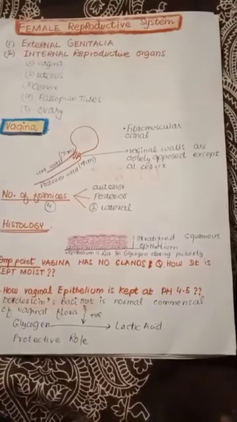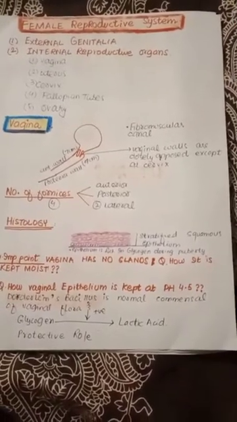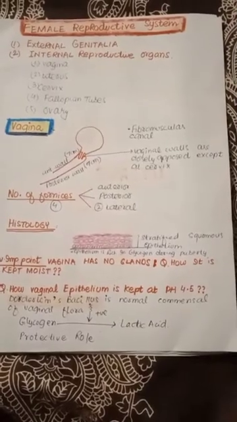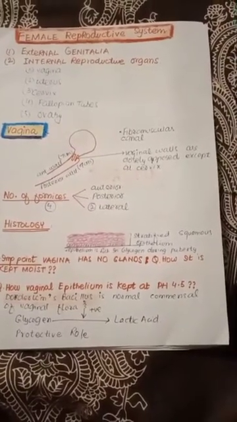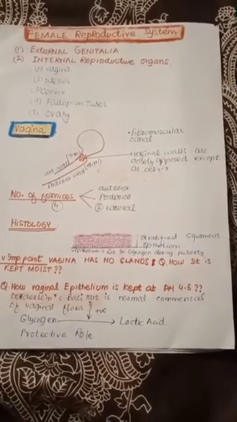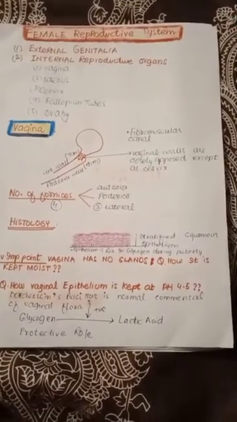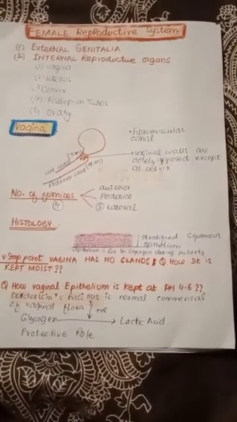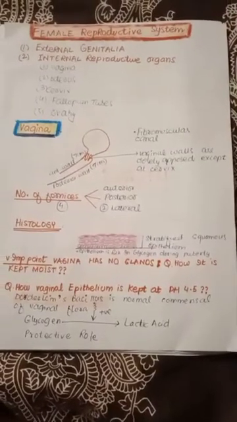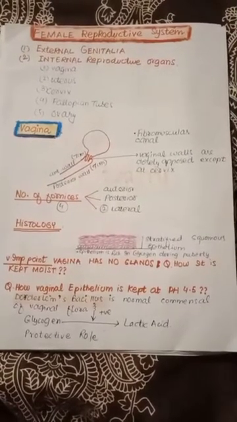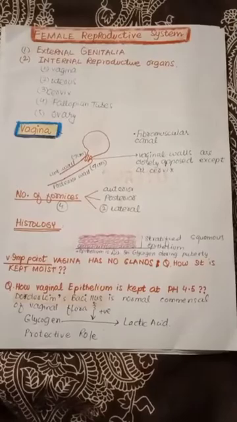Regarding the histology of the vagina, it has the stratified squamous epithelium, and the epithelium is very rich in glycogen, and due to the effects of estrogen, the glycogen is in the cells. A very important point which is normally asked is that the vagina has no glands, then how is the vagina kept moist? The vagina is kept moist by the secretions of the cervical glands.